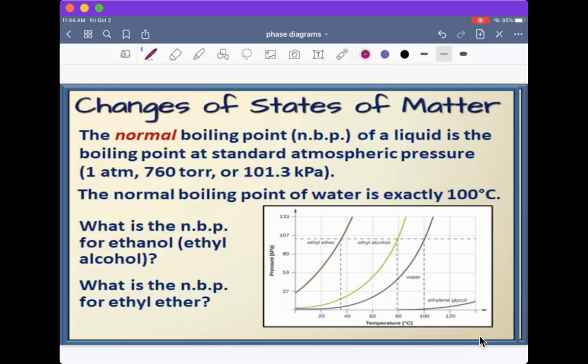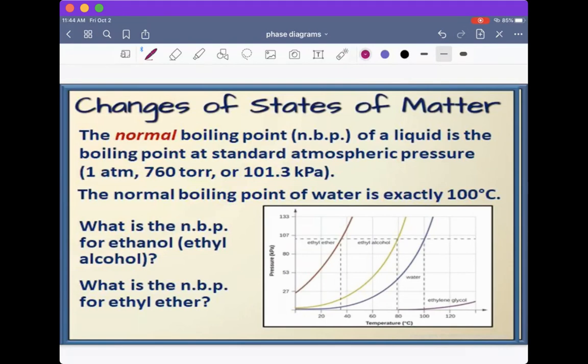Okay, so let's talk about normal boiling point. We know that boiling is a term we use when we're talking about a liquid changing into a gas, and it's happening inside the liquid. We boil things all the time when we're cooking, when we're making pasta, and all of that. So it's something that we're very familiar with.